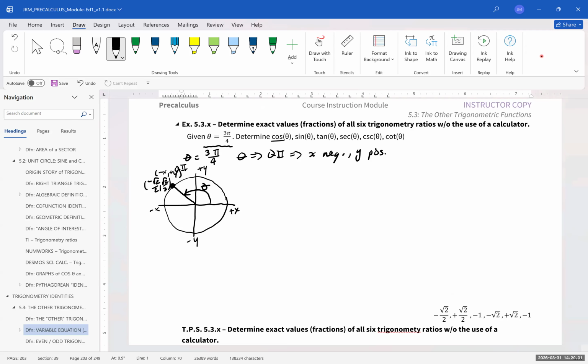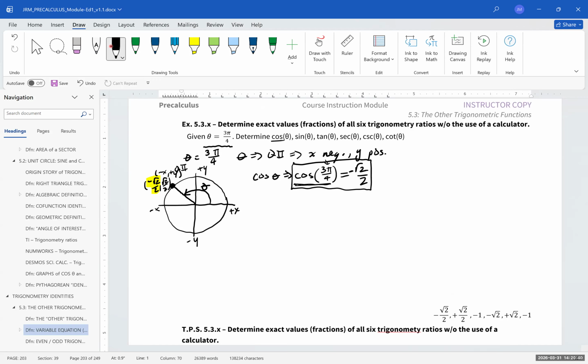So cosine theta is going to be cosine of 3 pi over 4. This is kind of asking, what is the x value at 3 pi over 4? And if we come over here and look at our x value, it's negative square root of 2 over 2, sorry. So that's what the cosine of the angle is. Negative square root of 2 over 2.